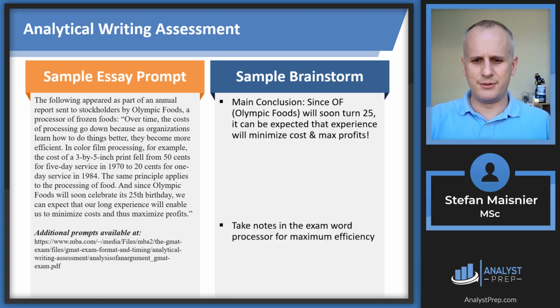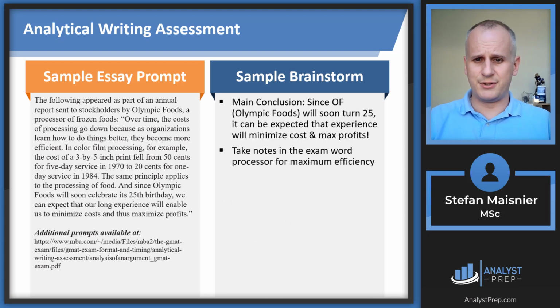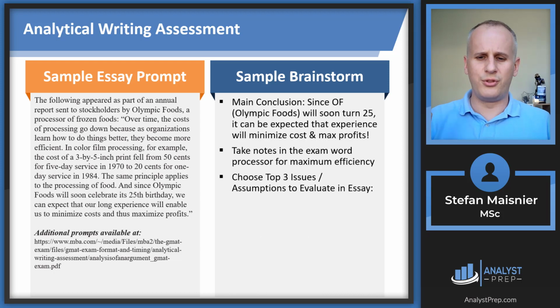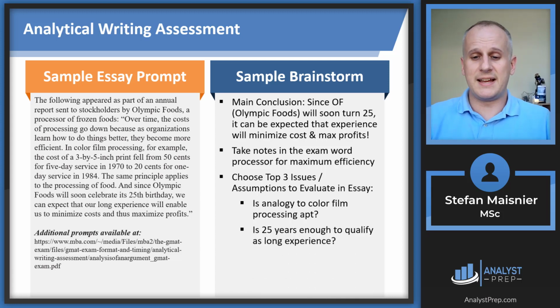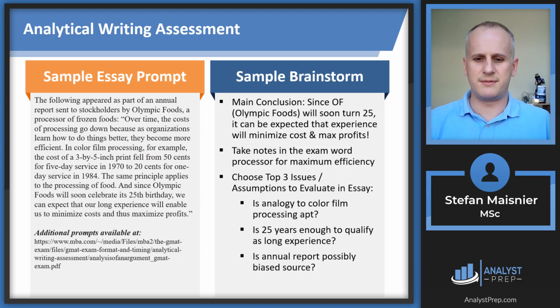So we keep the main conclusion up, and as I said, take the notes in the word processor for maximum efficiency. You'll then choose the top 3 issues or assumptions to evaluate in your essay. There's not enough time to go through everything, so you just got to streamline it down to the big 3. And here we'll go with whether or not that analogy to color film processing is apt. Is that 25 years enough to qualify as long experience? And is the annual report possibly biased? Simple enough. The other ones, they just fell by the wayside, but it's a personal decision. You just want to make it proactively so that you're not stream of conscious writing your essay.